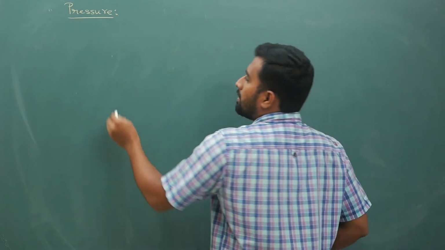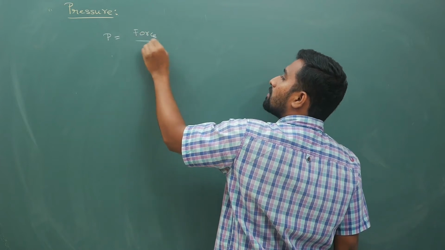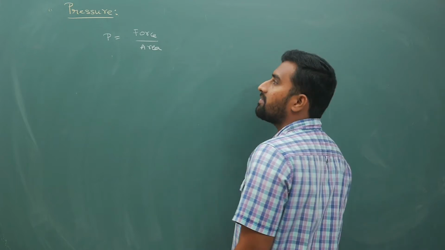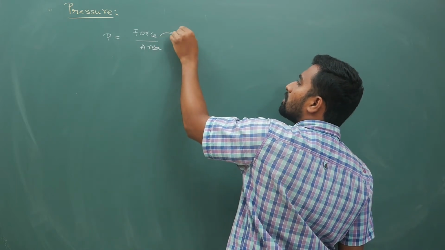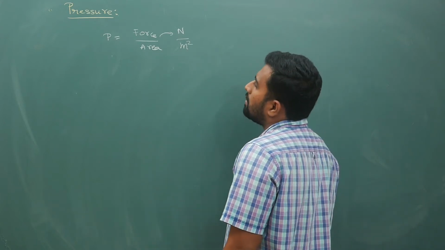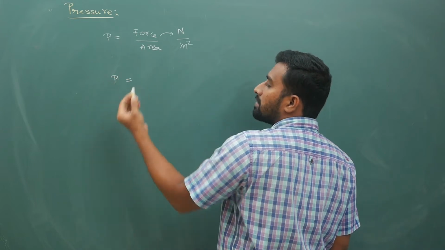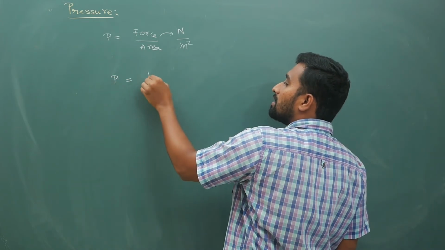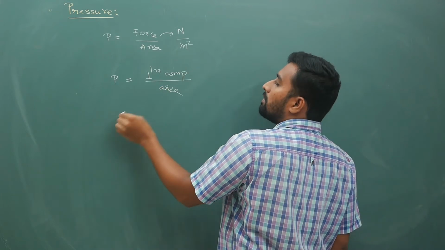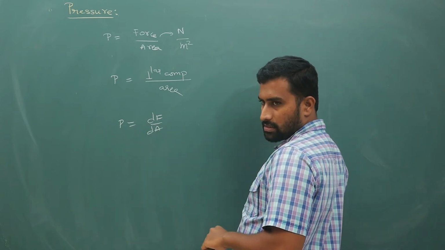At school level people will just write simply pressure is equal to force by area. In lower classes they will define it this way: unit for force is Newton, for area is meter square. If you are studying in 10th standard or so, then they will write perpendicular component of force by area. If you come to a little higher level, they will write small force dF by dA, like this.